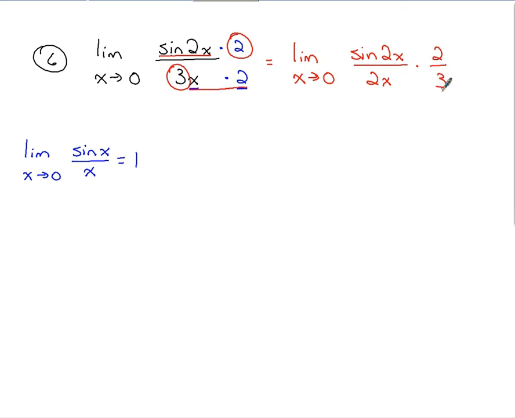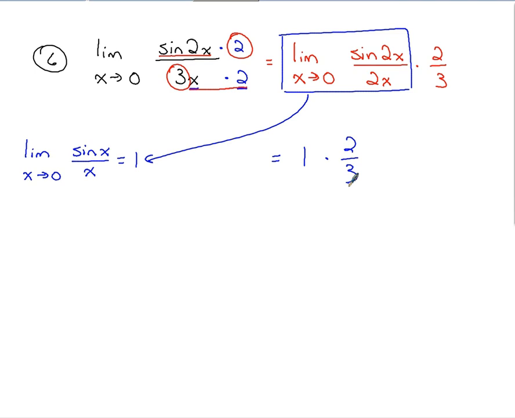Now when I apply the limit as x approaches 0 to this portion right here, that takes me back to my helpful trig limit of 1. I know all of this is going to equal 1, which I'm now multiplying onto the 2/3, meaning the limit as x approaches 0 applied to the sine of 2x over 3x must be 2/3.